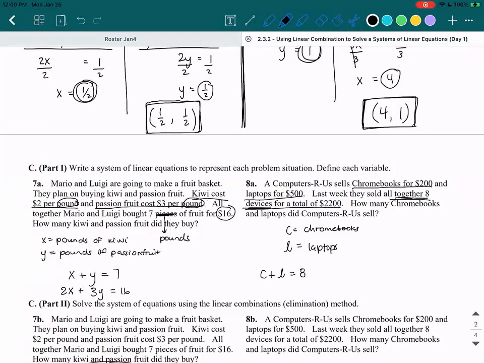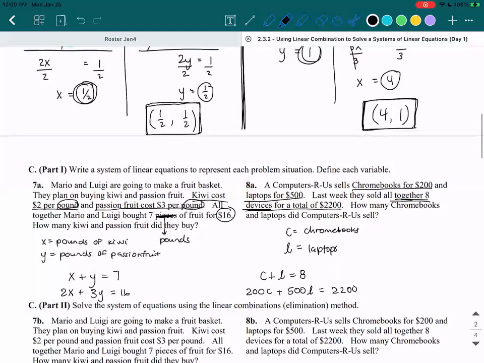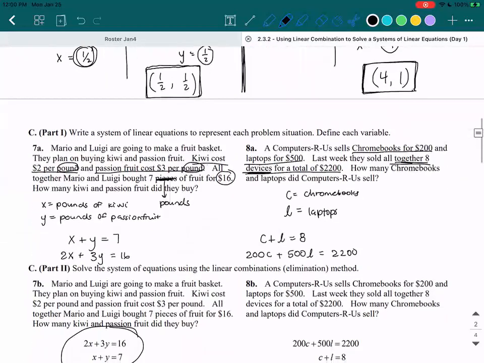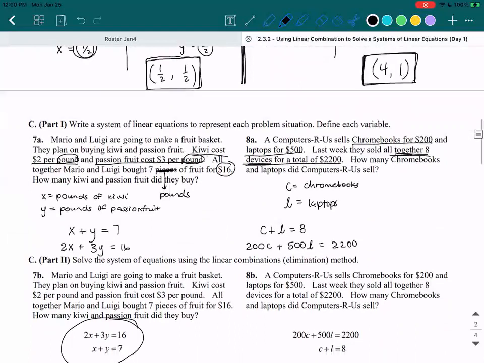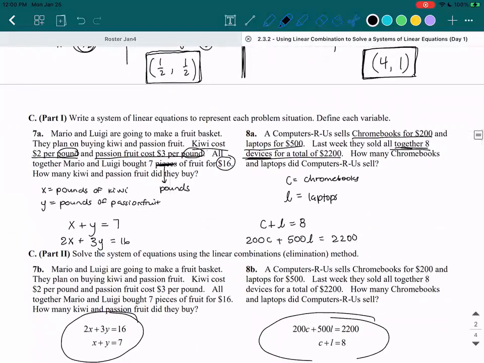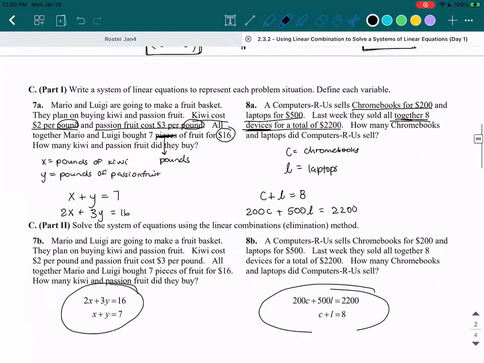Now to talk about the money portion, Chromebooks are $200. So 200 multiplied by the number of Chromebooks plus laptops are 500. So 500 multiplied by the number of laptops. That should give us a total of how many dollars? $2,200. Oops, sorry. So $2,200. So as you can see, that matches our equations on the bottom here. So if you guys have any questions, please pause the video and let me know.